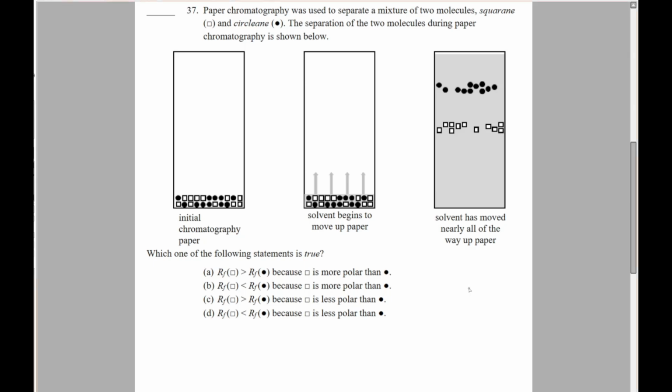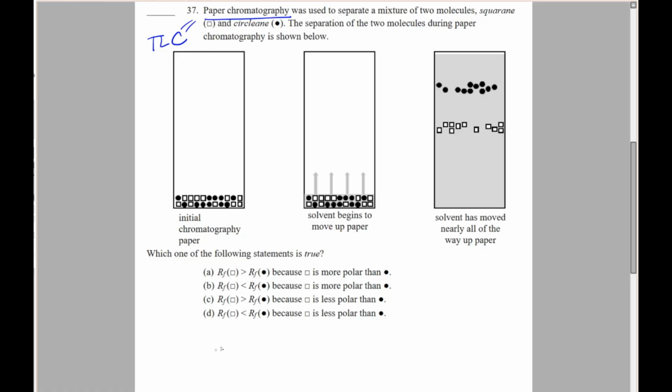37. Paper chromatography was used to separate a mixture of 2 molecules, squarane and circlane. The separation of the 2 molecules during paper chromatography is shown below. So we're given these 3 different images of what the plate looks like at different times. And just to let you know, paper chromatography is the same thing as TLC analysis, or thin layer chromatography, which you have done in the lab. So we should probably start off with a little bit of conceptual background into what TLC is and what it does and how it works.